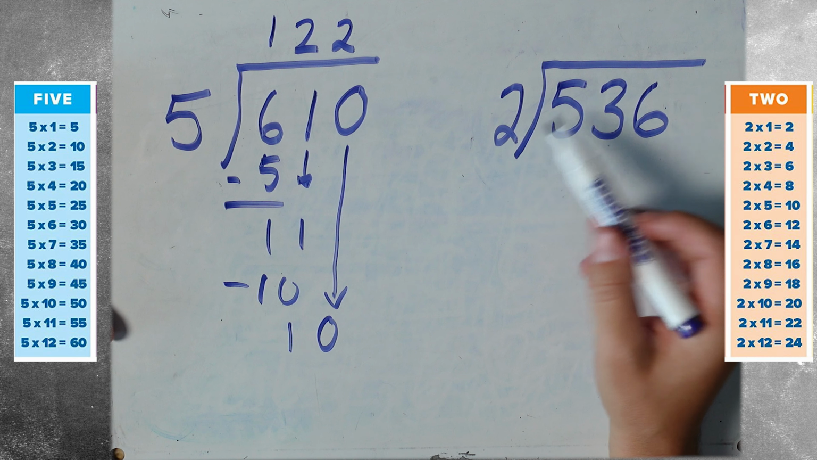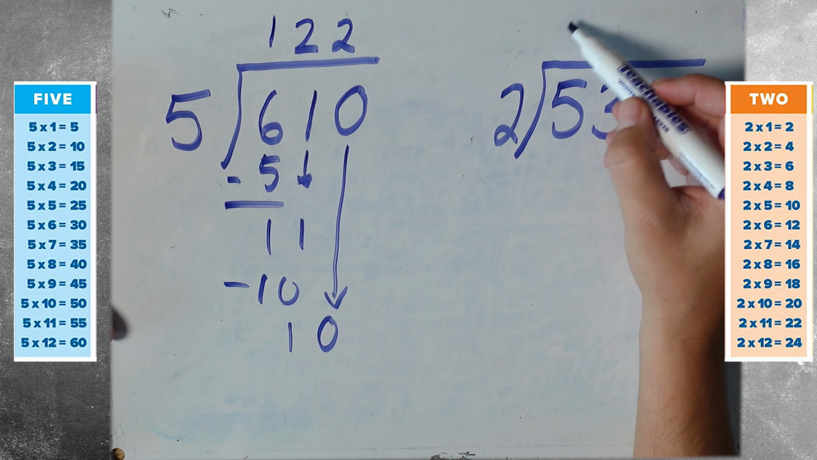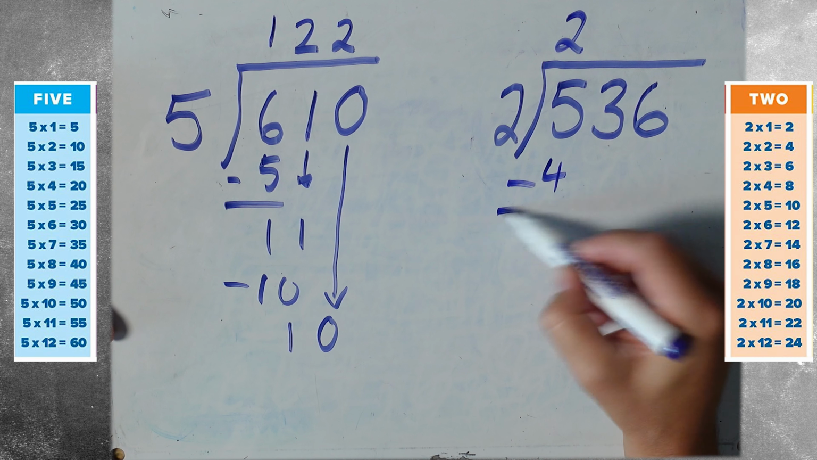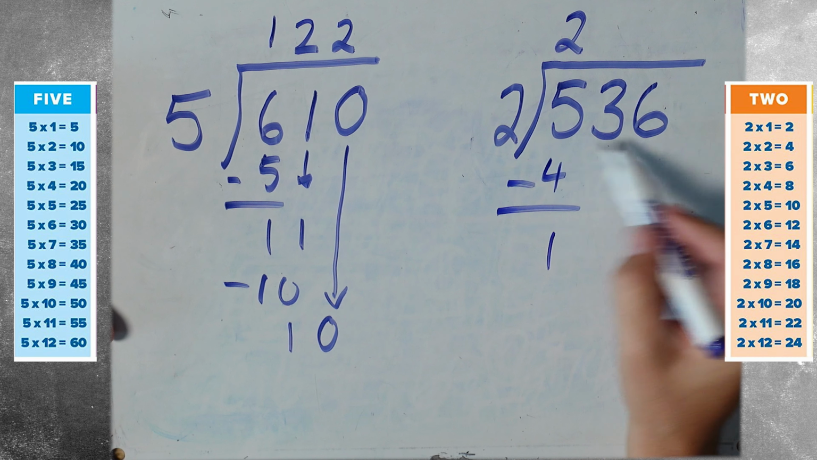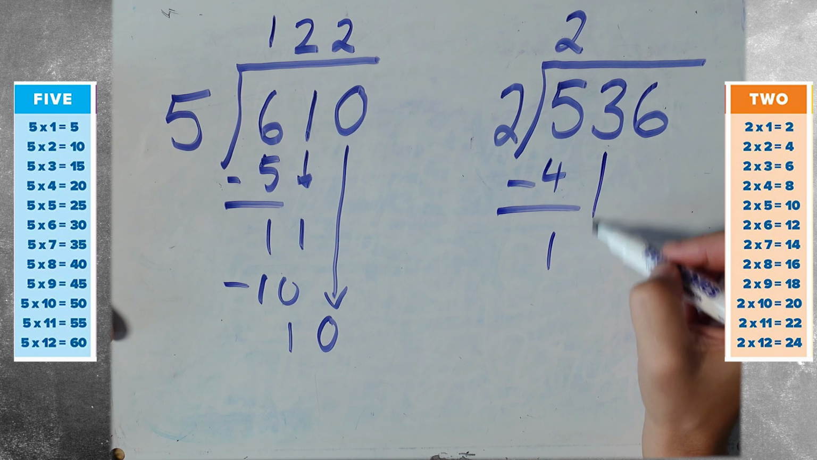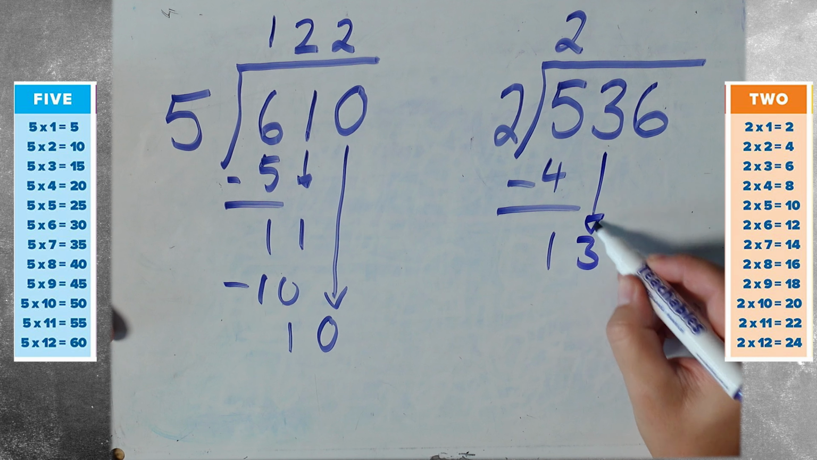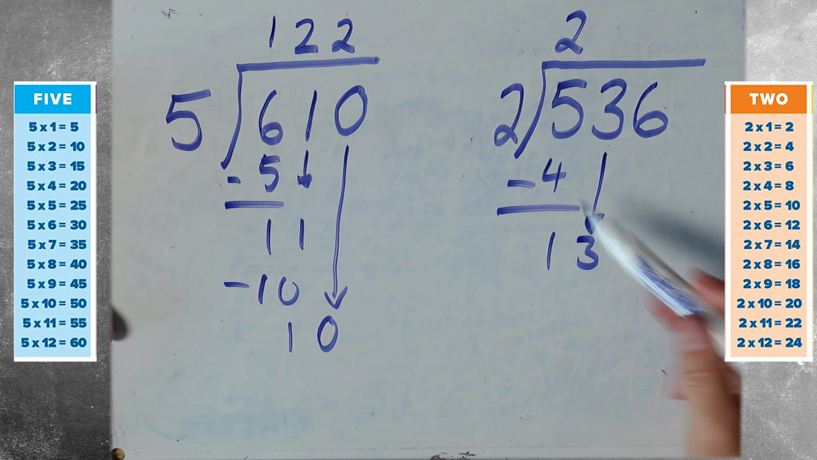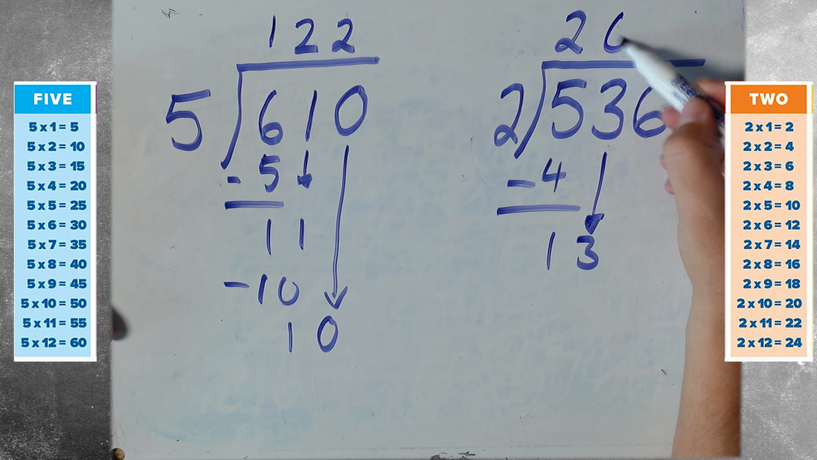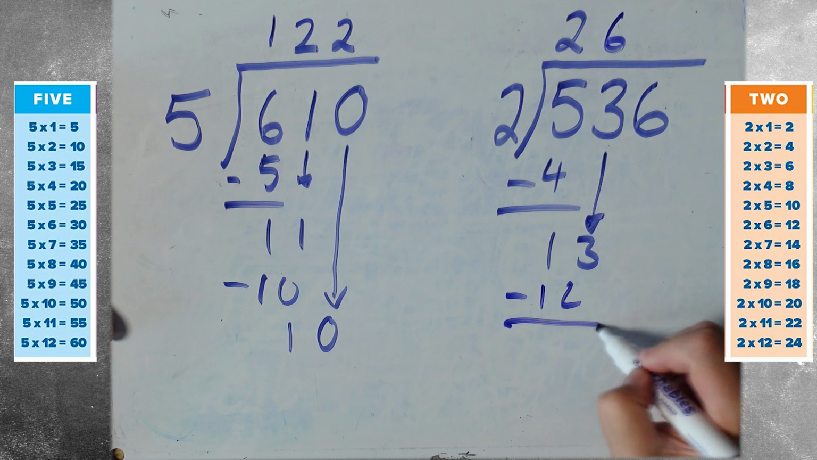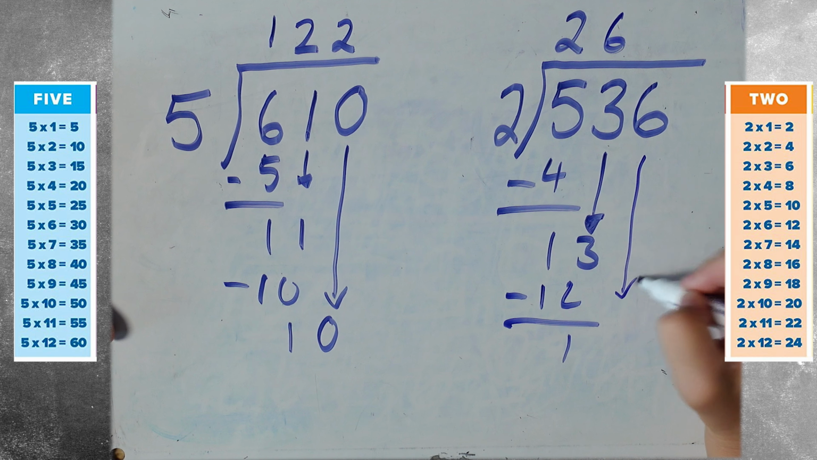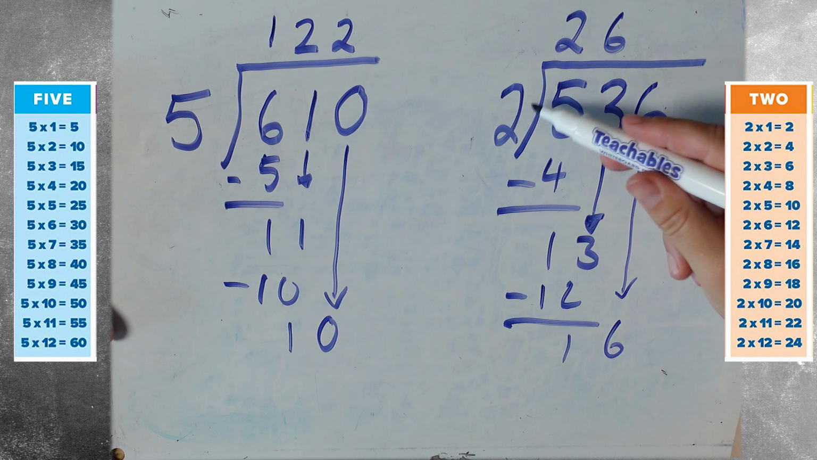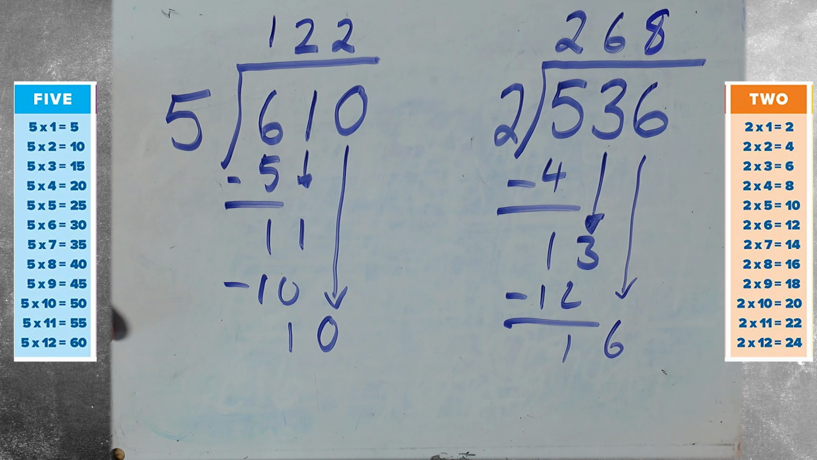536 divided by 2. How many 2's go into 5? It goes twice. 2 times 2 is 4. There's 1 remainder. How many 2's go into 3? Oh, we've got to bring that 3 down. How many 2's go into 13? Well, 2 times 6 is 12. And we have 1 remainder, bringing down the 6. How many 2's go into 16? 2 times 8. Went perfect.